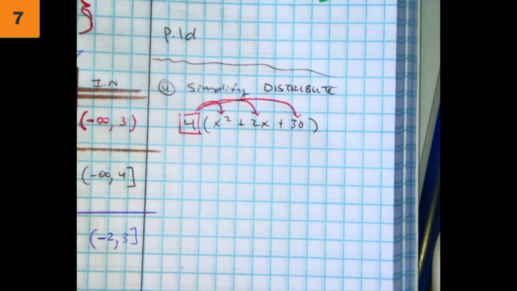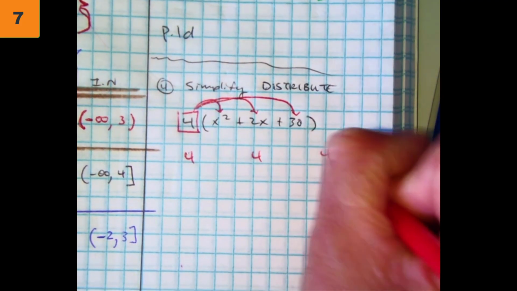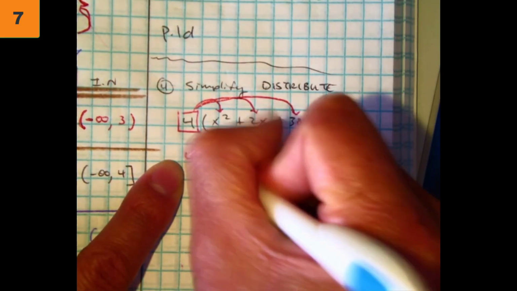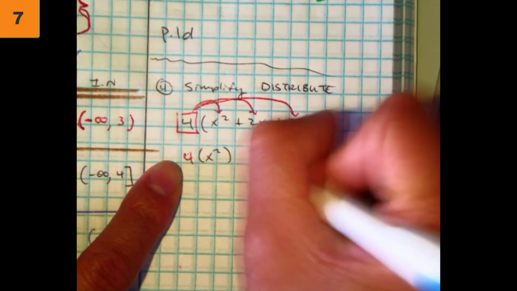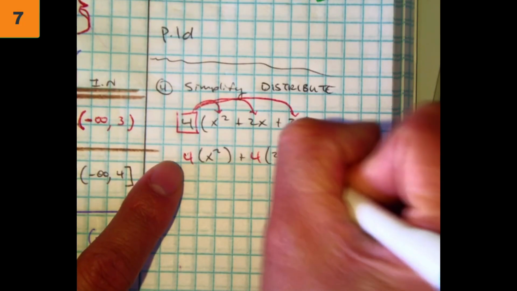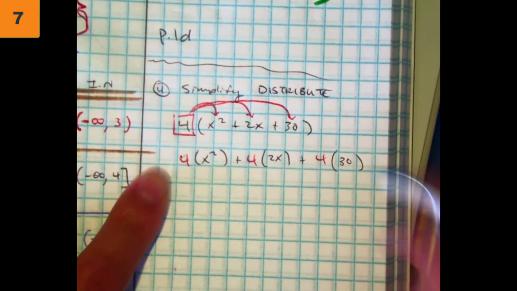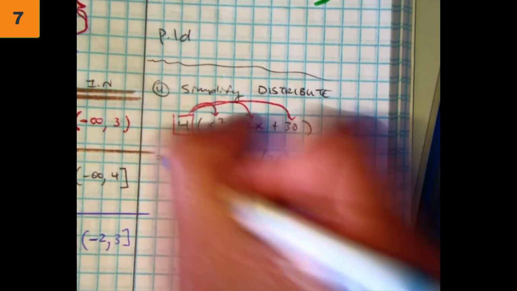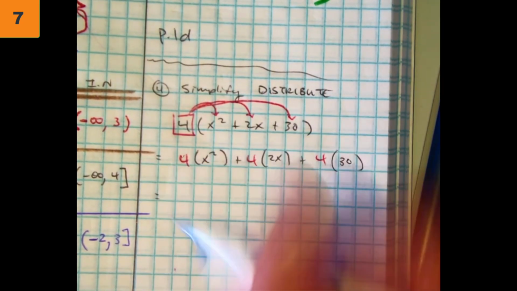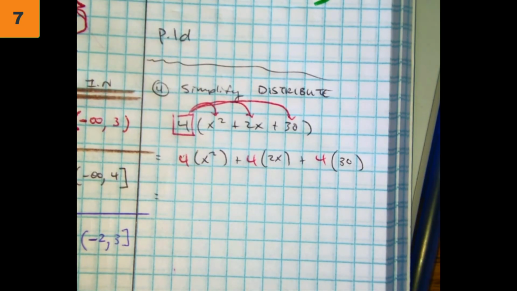Now this next step, you don't have to do it, but it might be helpful for you. It's 4 times the x squared. It's the 4 times the 2x. It's the 4 times the 30. Now some of you are probably thinking in your heads, Mr. Ing, this is too easy. I don't really need to show any work. Okay? I beg to differ when it actually gets more difficult. So when I give you something simple, just do it so that you can apply it to something that's difficult.